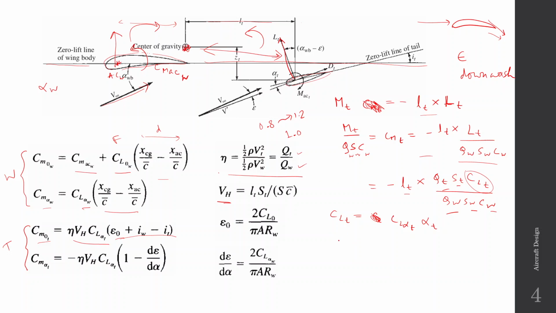Then you have the CMSE. Then you have the Cm alpha t. Cm alpha t will consist of the term eta Vh CL alpha t and 1 minus d epsilon by d alpha. Epsilon naught and d epsilon by d alpha also have estimates which can be derived from finite wing theory. So this was the wing and the tail contribution.